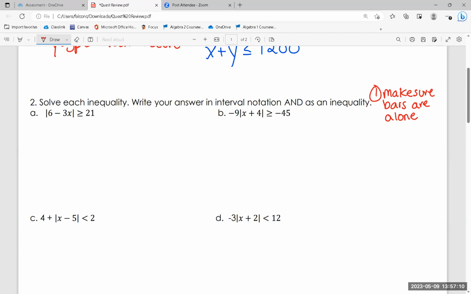So for part A, I noticed that there's nothing around my bars. So once they're by themselves, we drop the bars. We say 6 minus 3x greater than or equal to 21. And then we also do 6 minus 3x, we flip it, less than or equal to, and then we make it negative.